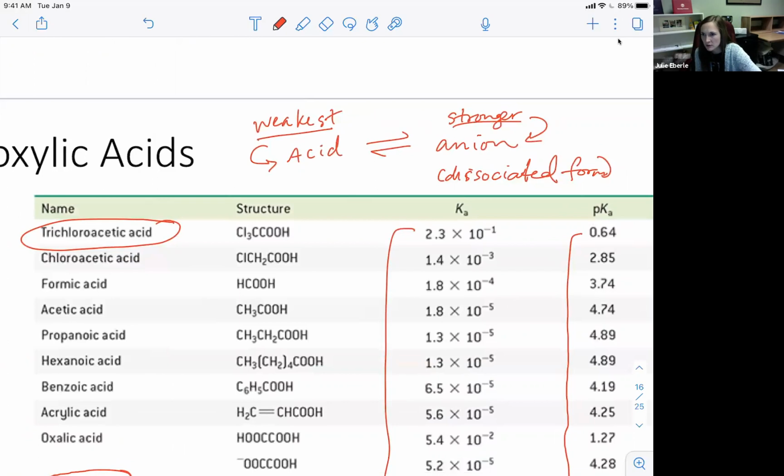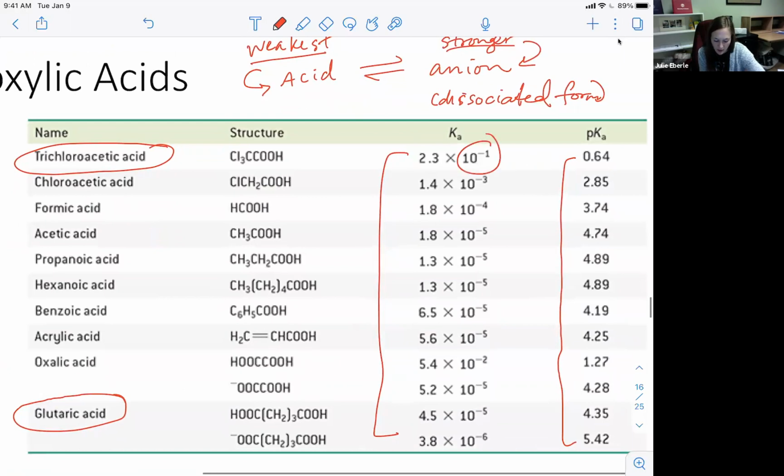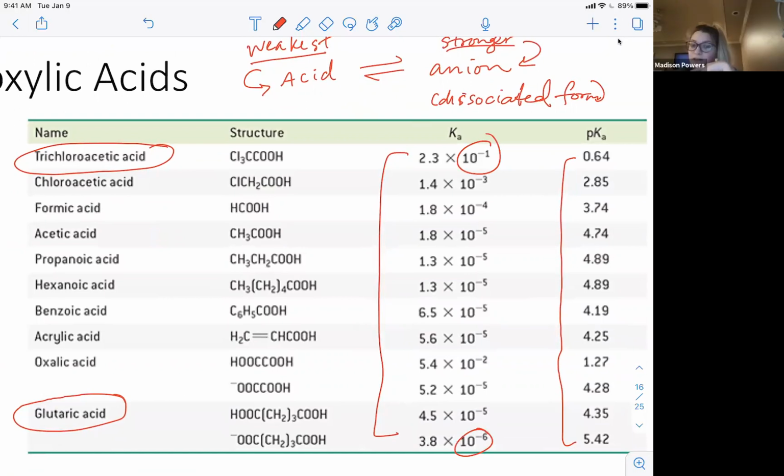Y'all know what 10 to the minus 1 means? Do we understand negative exponents? So like, which one is bigger, 10 to the minus 1 or 10 to the minus 6? Which one is bigger? A bigger number. 10 to the minus 1. Yes, 10 to the minus 1, when you actually write the decimal out, is 0.23.